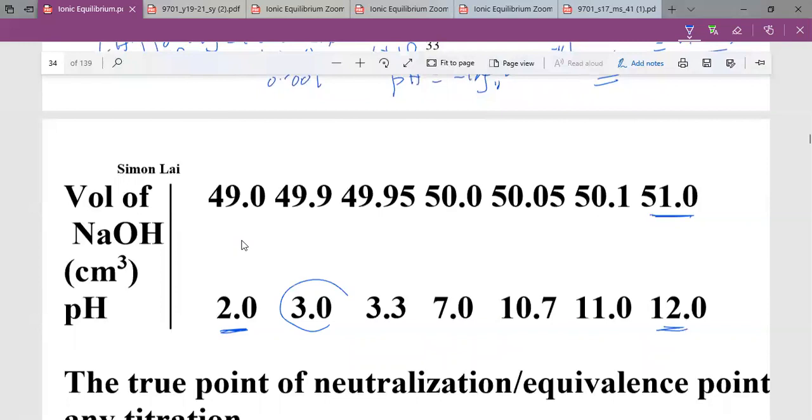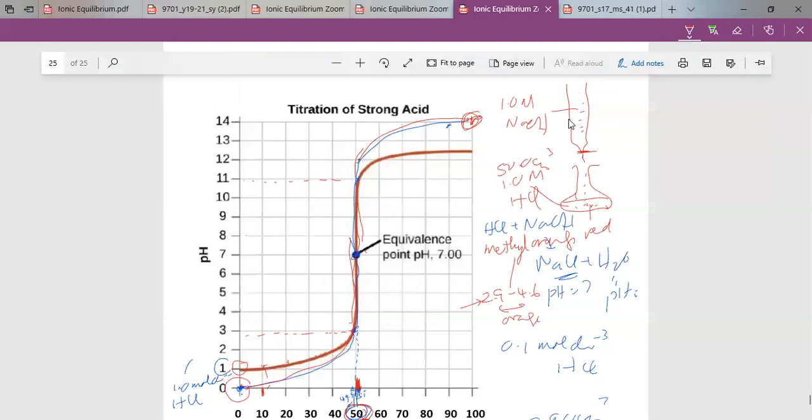At 49.8 it is still red. 49.9 is very near the end point, though not exactly the end point. That's why the shade of orange is very important. Never mind, it's 3. That means at this point you change color to orange already. One more drop, oh, it shoots up. At 50, of course, it's 7 already.